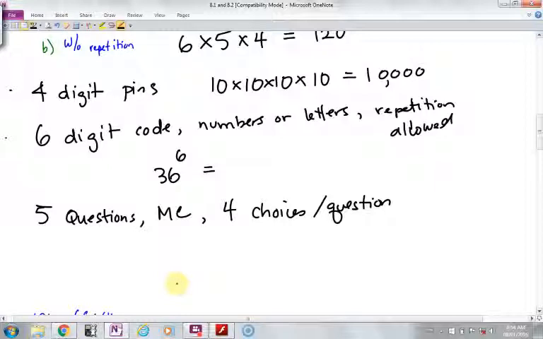And this is a fundamental counting principle question, because what I'm asking you is, how many choices have you got for the first question? 4. And how many choices have you got for the second question? 4. And for the third question? And the fourth question? And the fifth question? So it's 4 to the power of 5, whatever that works out to be.